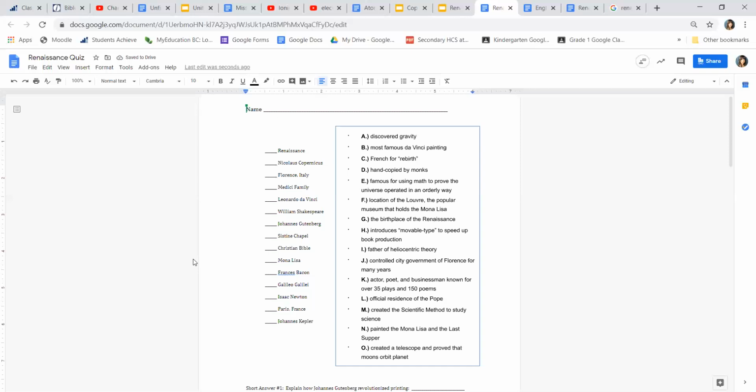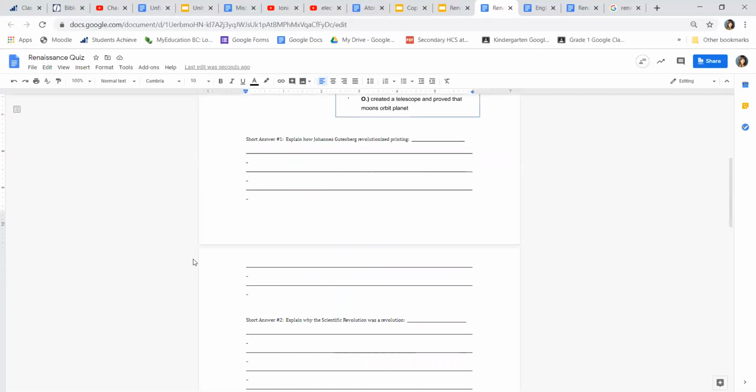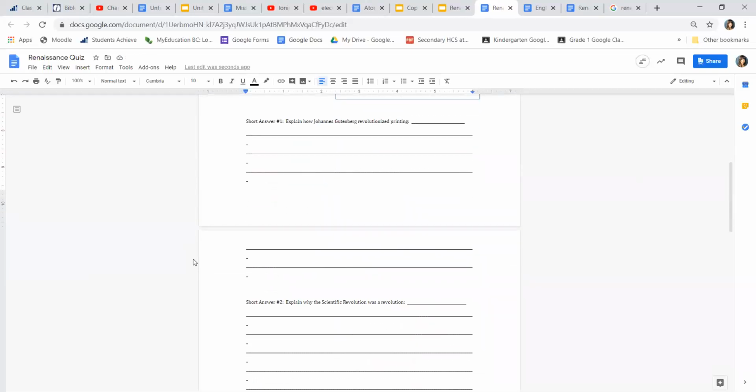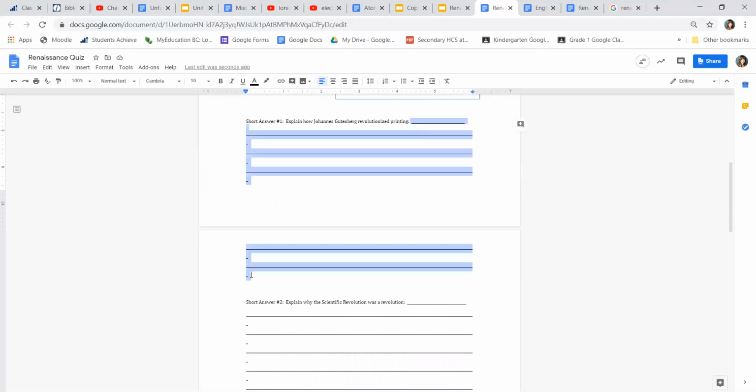Also, when you are doing the short answer questions, just make sure that you give me some good details here, all right? So first one here is explain how Johann Gutenberg revolutionized printing. So you're going to tell me how he revolutionized printing. What did he do? What did he invent that made such a huge difference when it came to being able to print books, to make books more readily available?